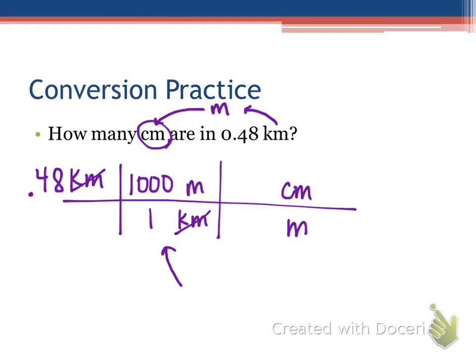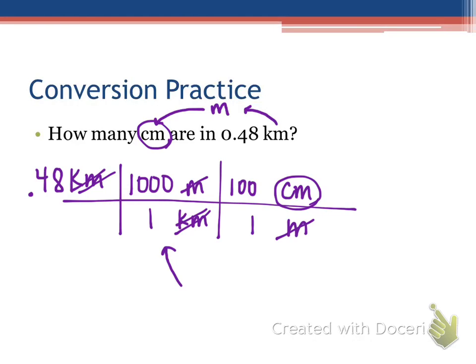So which unit between meters and centimeters gets the 1? Meters. Good. And how many centimeters are in 1 meter? 100. And that comes directly from your table. Okay. So I've canceled meters. I've canceled kilometers. I've left in centimeters, which is exactly what I want. Right? So what's the last step here?